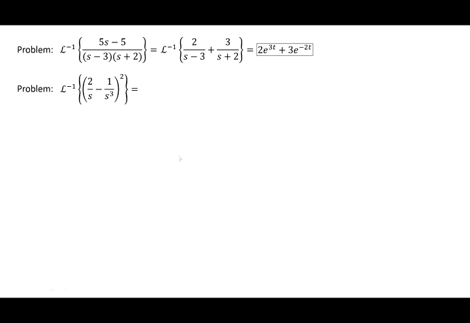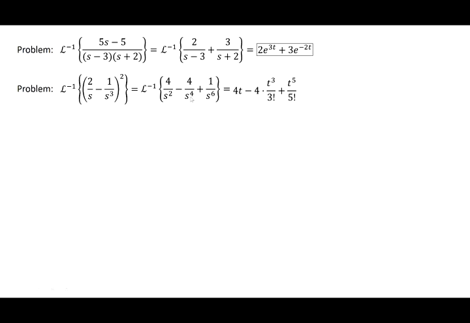In this case, we are better off just expanding this out, foiling this out. So we get 4 over s squared minus 4 over s to the 4 plus 1 over s to the 6. And remember, the Laplace inverse of 1 over s to the n is t to the n minus 1 over n minus 1 factorial, or t to the 2 minus 1 over 2 minus 1 factorial, that is t to the 1 over 1 factorial, or just t, so 4t.